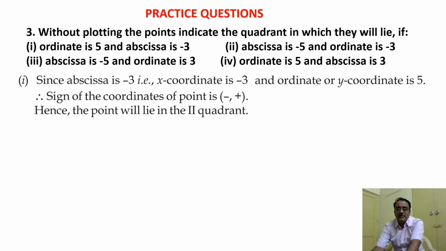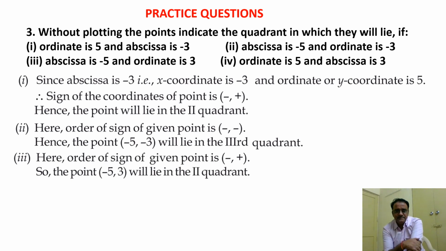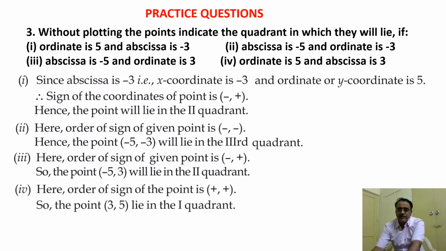Now the second one, abscissa is -5 and ordinate is -3. Both are negative, so it belongs to the third quadrant. Now the third one, abscissa is -5, the x coordinate will be on the left hand side, and the ordinate is 3, that means it will be above. So that is also the second quadrant, same as the first one. Now the fourth one, ordinate is 5 and abscissa is 3. Both are positive, so it belongs to the first quadrant. Okay, so the third question is over.